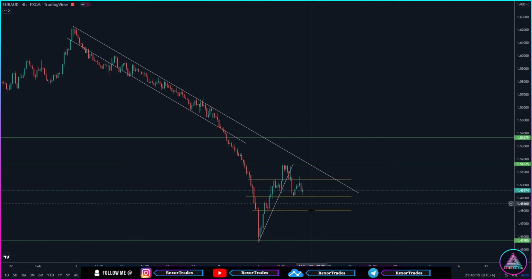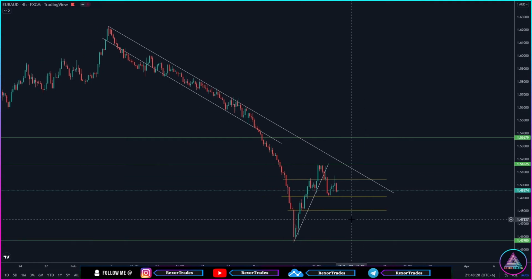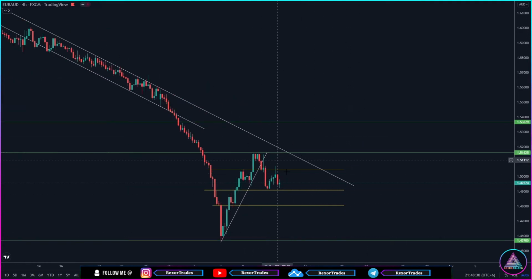So in the meantime, we need to trade in between this key level and this key level before it does make a breakout either on the bullish side or on the bearish side. So to trade in between these two key levels, we mark some of these key zones over here.